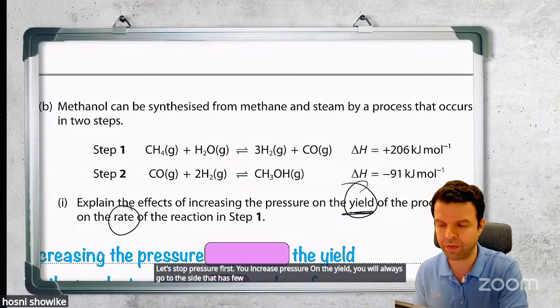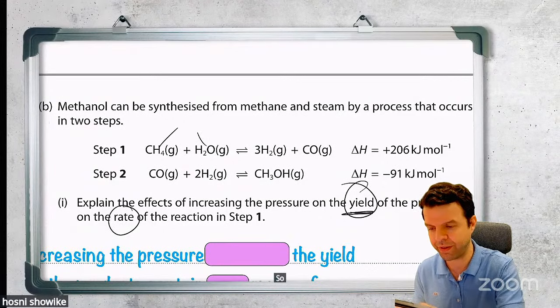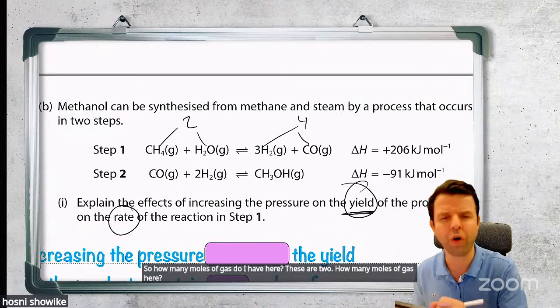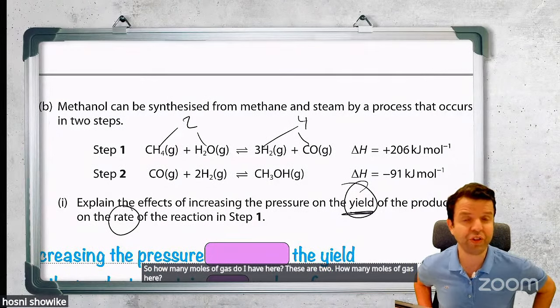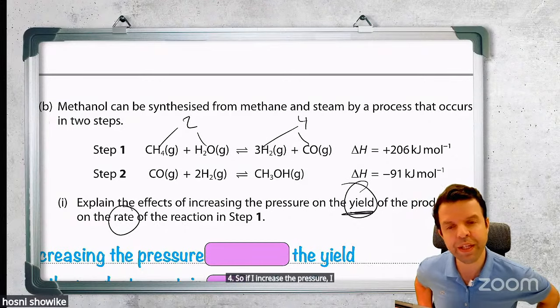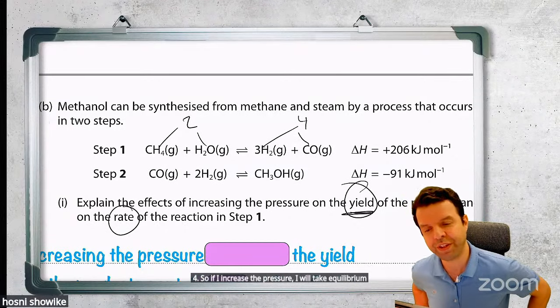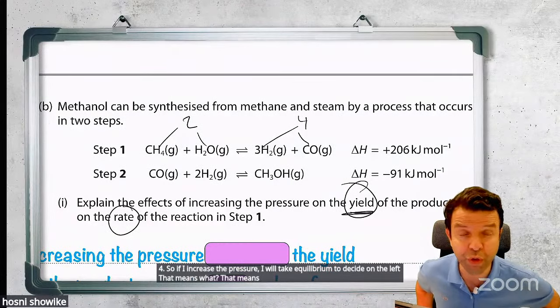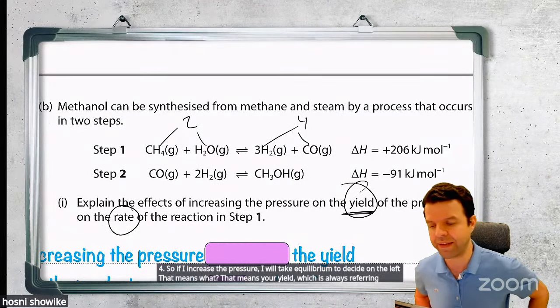moles of gas. So how many moles of gas do I have here? These are 2. How many moles of gas here? 4. So if I increase the pressure, I will take equilibrium to the side on the left. That means what? That means your yield, which is always referring to the product, is going to decrease.